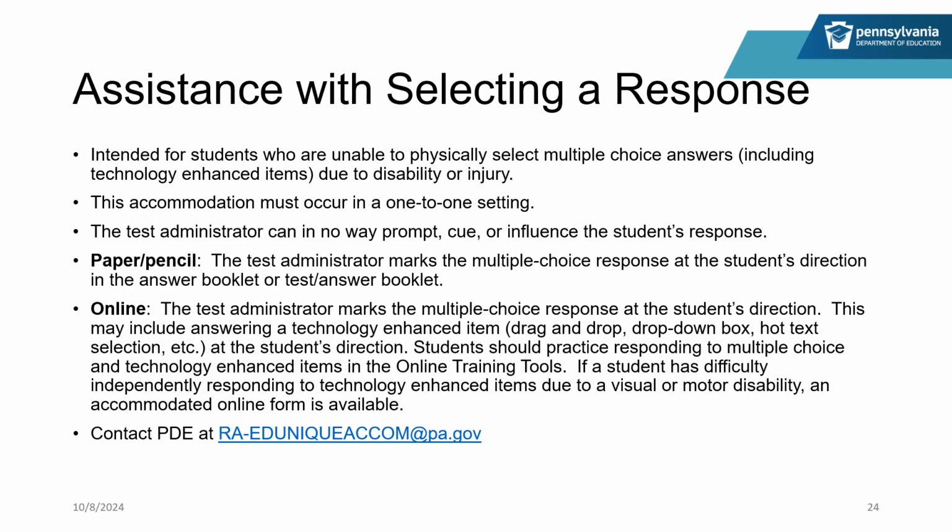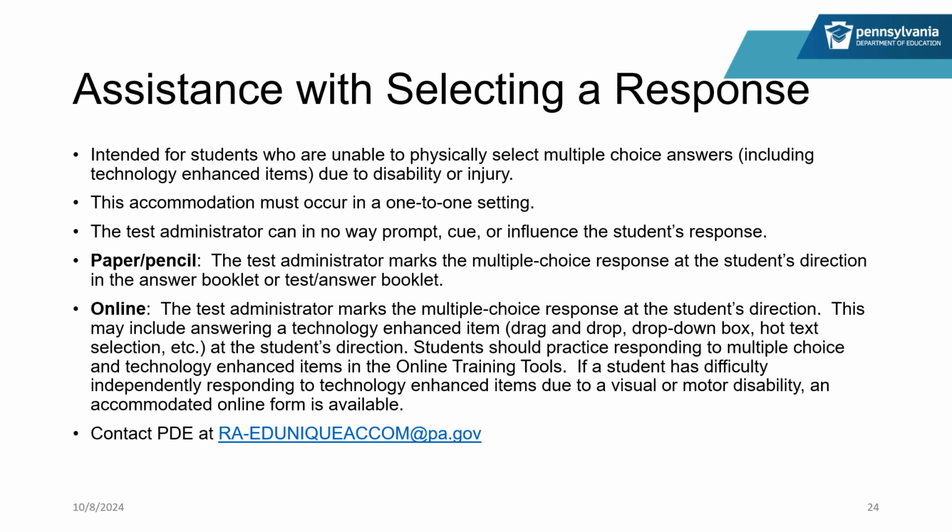The assistance with selecting a response accommodation is intended for students who are unable to physically select multiple choice answers, including technology enhanced items, due to disability or injury. This accommodation must occur in a one-to-one setting, and the TA can in no way prompt, cue, or influence the student's response. On the paper pencil test, the TA may mark the multiple choice response at the student's direction in the answer booklet or combined test answer booklet.